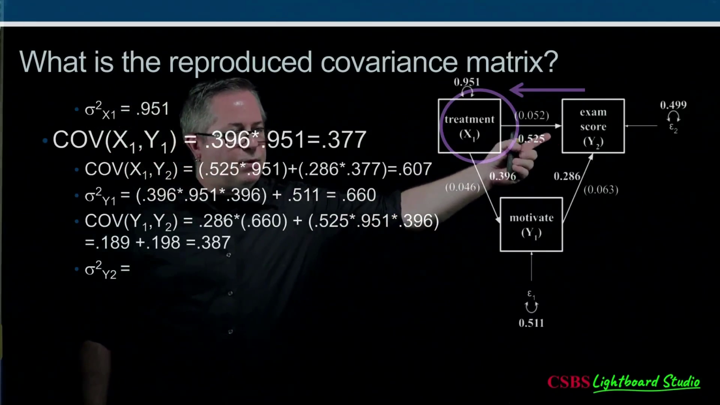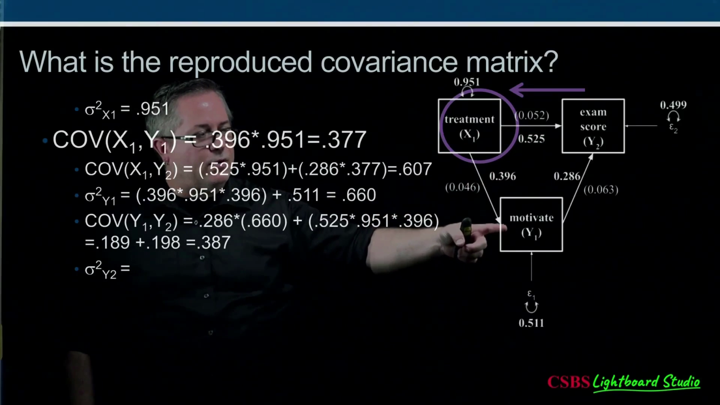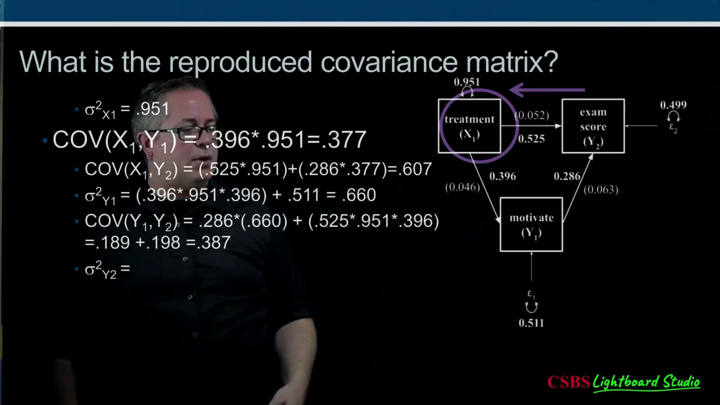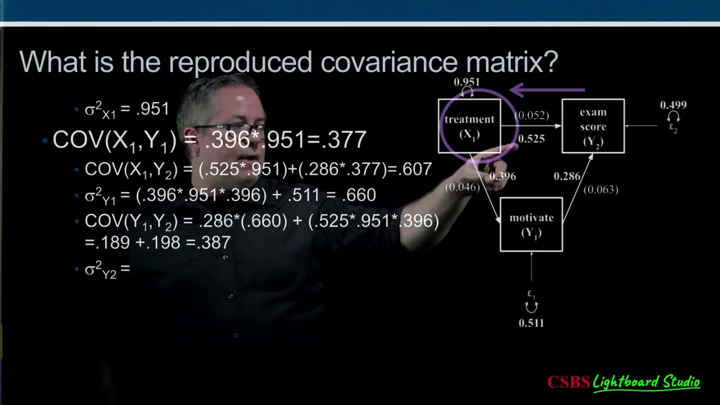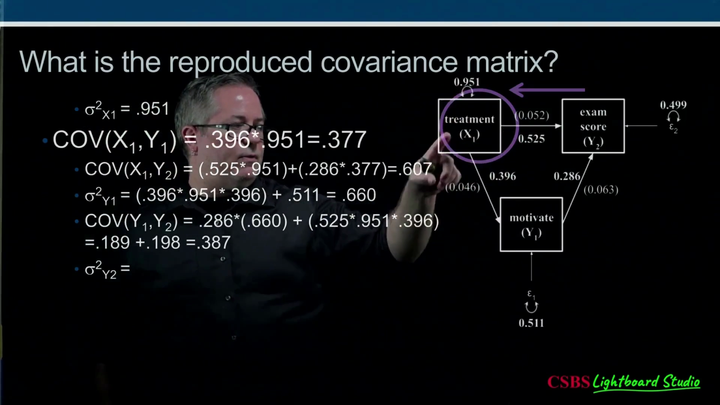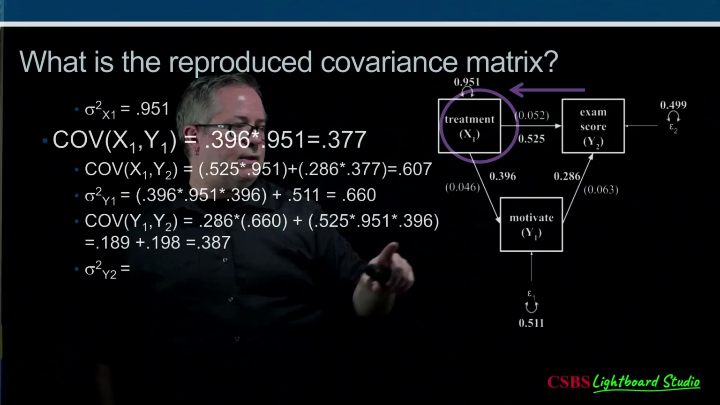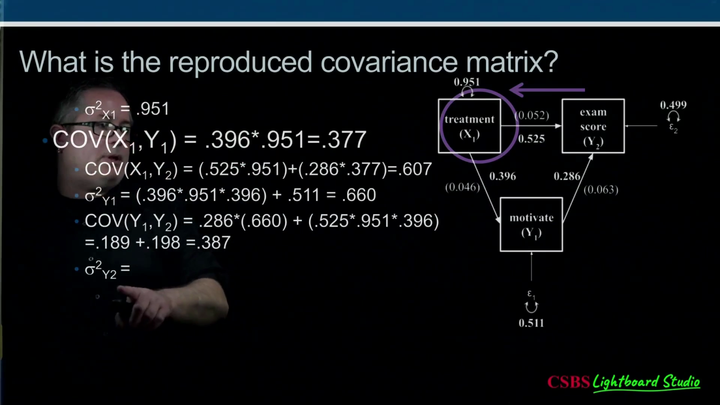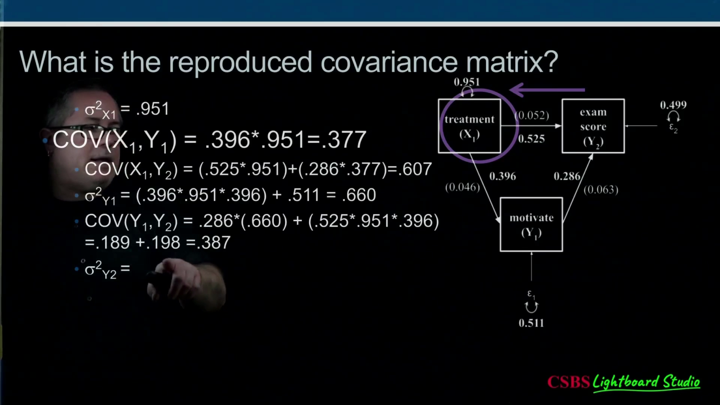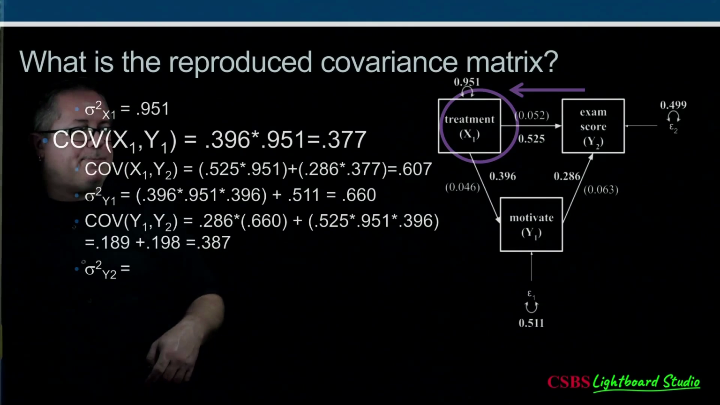So going backward to x1 and then forward to y1 is another way of connecting y2 and y1, which is why you got the 0.525 times the variance of x1 times the 0.396. This part, 0.525, 0.951, 0.396. Multiply that out and add them together, you get the 0.387. Making the same thing. Questions about that one?